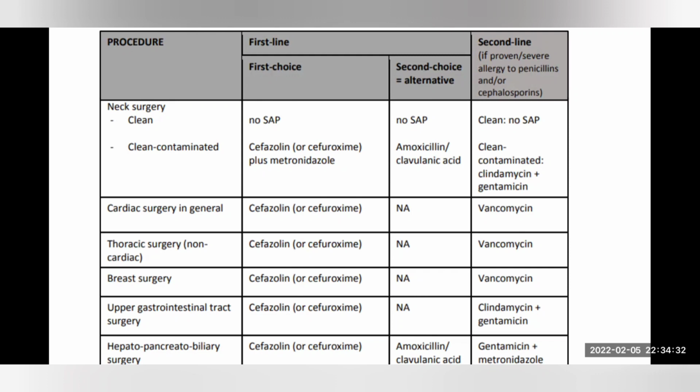In cases of clean surgery, again, there is no requirement of surgical antibiotic prophylaxis. For clean contaminated surgery, cefazolin, like cardiac surgery, thoracic surgery, breast surgery, you can look at. A second line agent you will take into consideration only if the patient has a proven severe allergy to penicillin and cephalosporin. These are second line agents only if allergic, and it is not a combination you are taking. There is nowhere they have mentioned that you have to cover cefazolin with vancomycin.